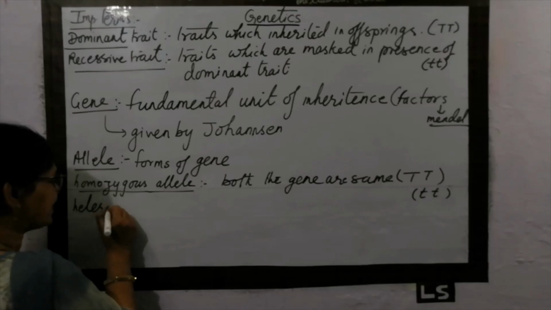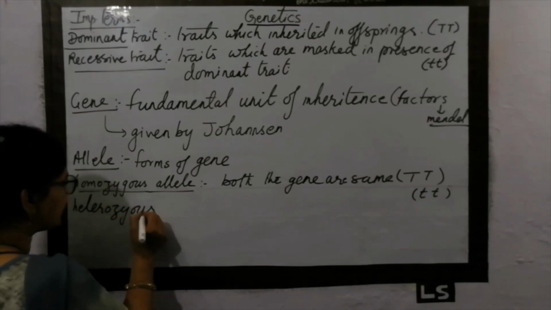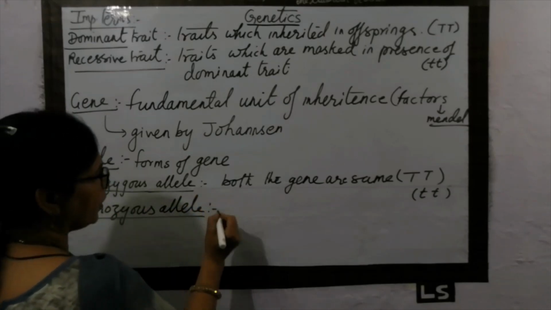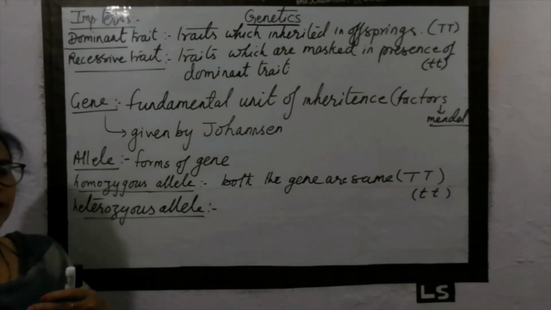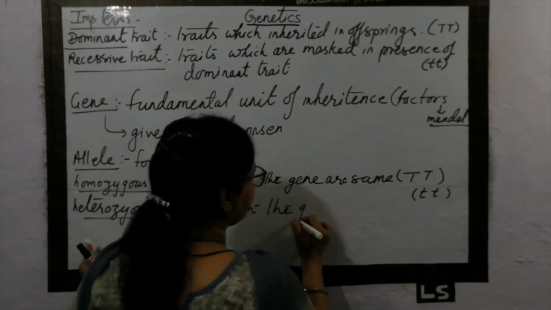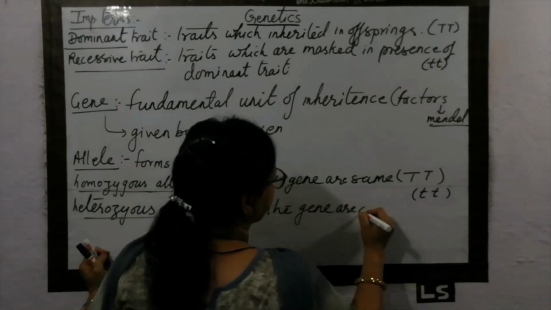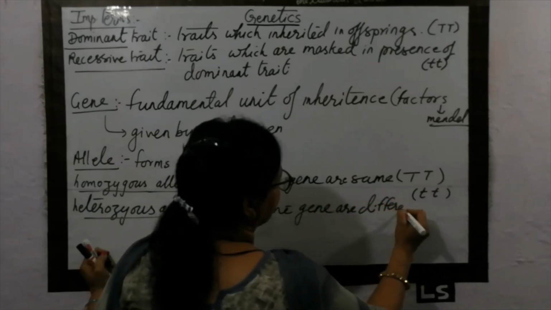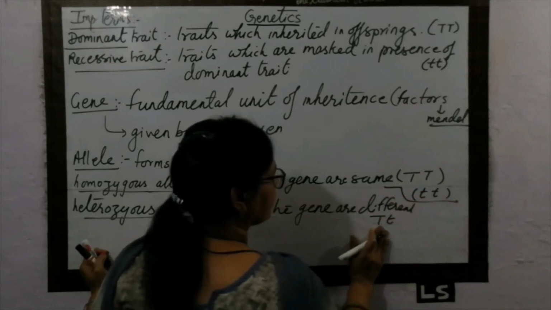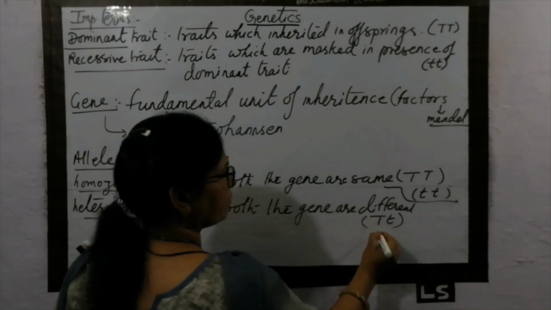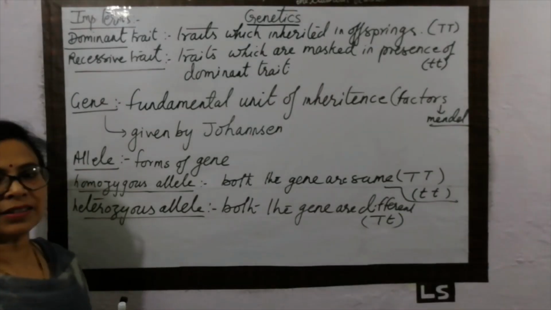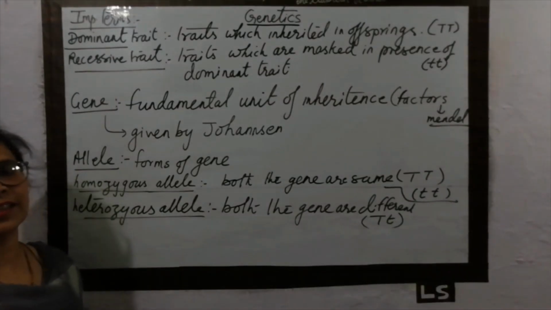Now heterozygous. Hetero means different. What is the heterozygous allele? If both the genes of the pair are not the same, if both the genes are different, it means a combination of two different genes, that is, capital T and a small t. So it is called the heterozygous allele.